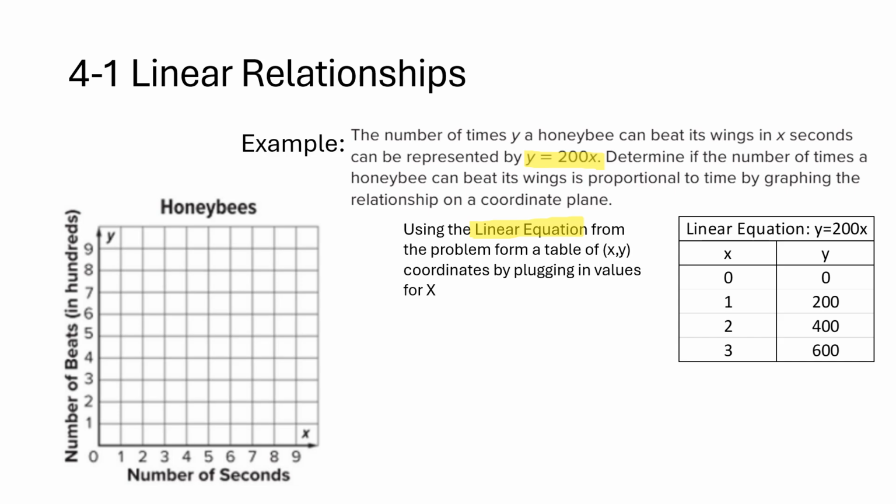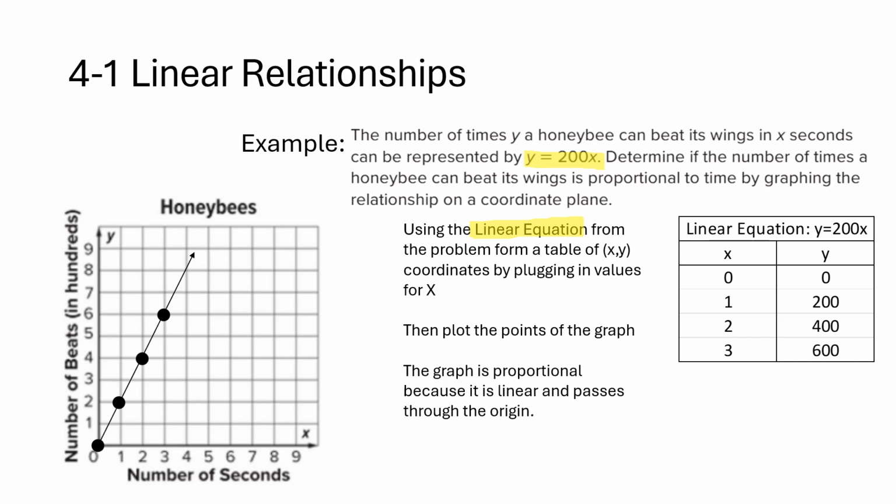You have to have a graph. So let's put our points on the graph. Here you can see (0, 0), (1, 200). Remember, if you read the y-axis, this is the number of beats in hundreds. It's not just 2. Go to 2 seconds, boom, 400. Go to 3 seconds, boom, 600. Connect your dots. That's a straight line, and it goes through the origin. This is proportional, and we are done.